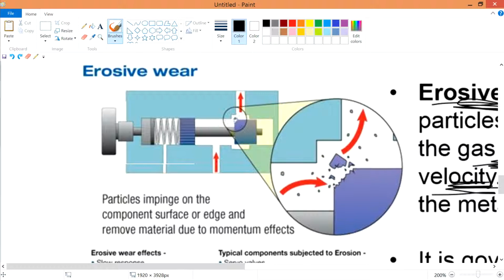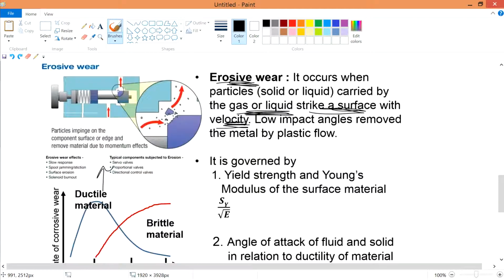Because the air, as time goes by, will flow across this surface in this manner. Due to the airflow, as time goes by, it will actually smoothen this part and cause this part to break off. And this is a more elaborated approach to erosive wear.